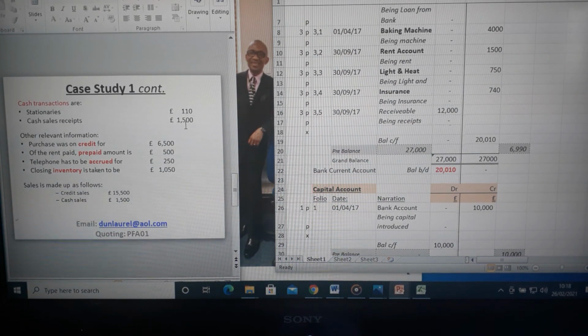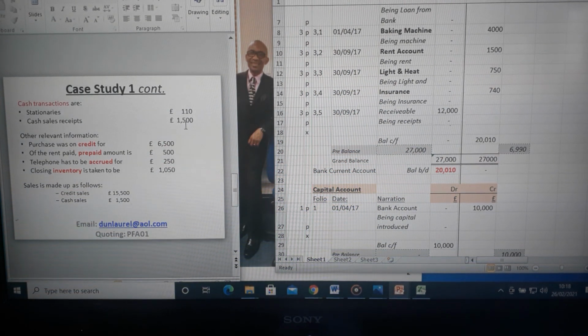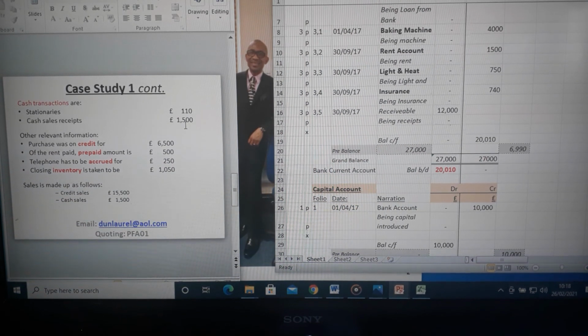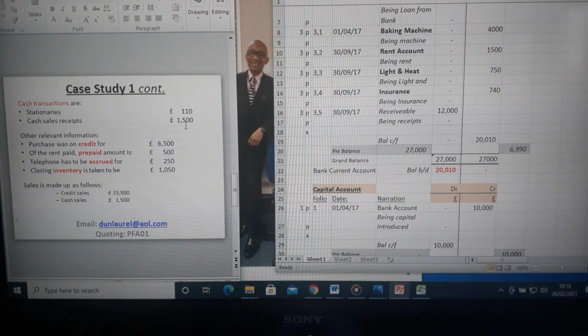Other information. Purchase was made on credit for 6,500. This again, I have not opened the purchase account. Open it, debit purchase account 6,500, and open the payables account as a creditor and credit them with 6,500.